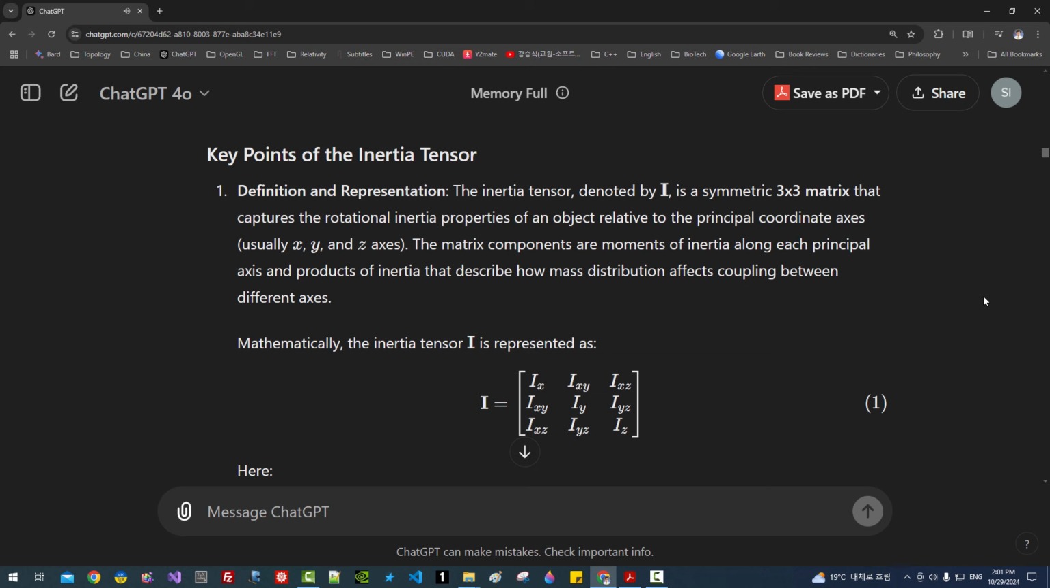1. Definition and representation. The inertia tensor, denoted by bold I, is a symmetric 3x3 matrix that captures the rotational inertia properties of an object relative to the principal coordinate axes, usually x, y, and z axes. The matrix components are moments of inertia along each principal axis and products of inertia that describe how mass distribution affects coupling between different axes.